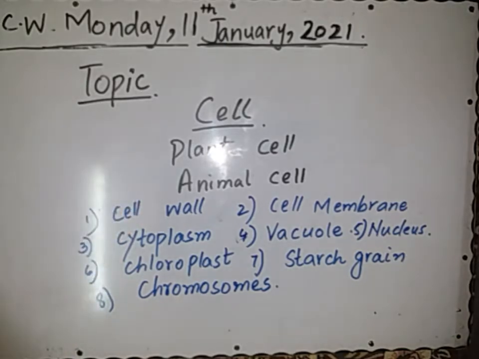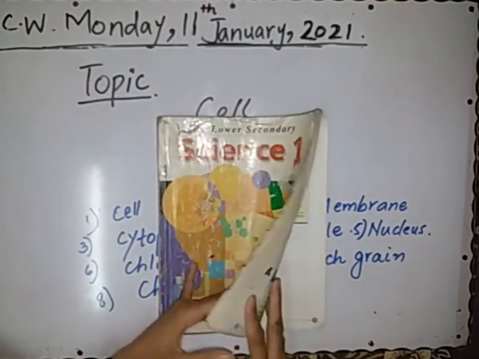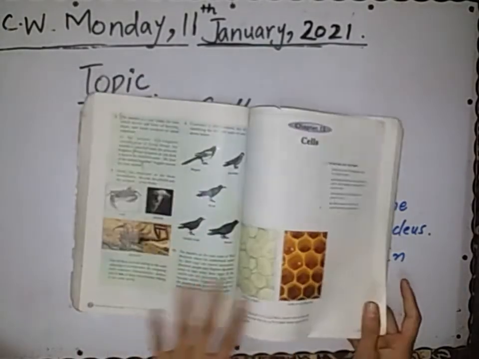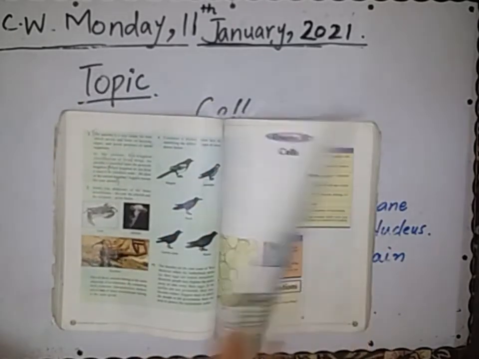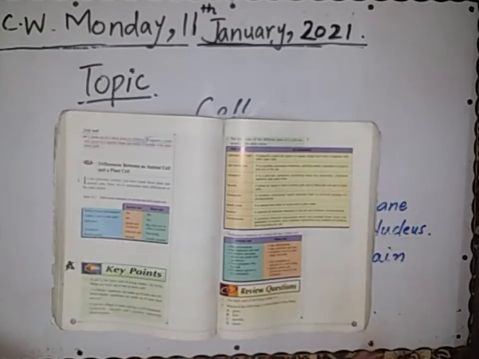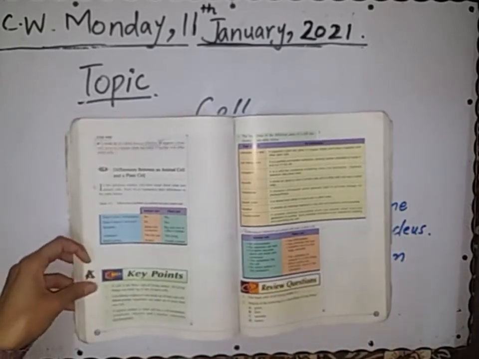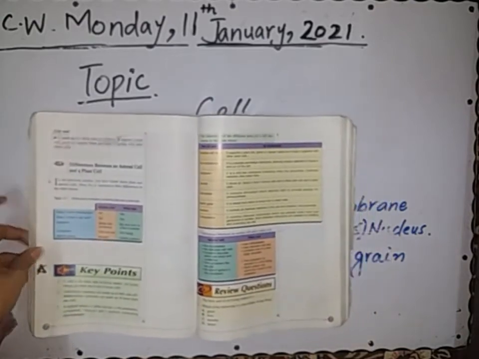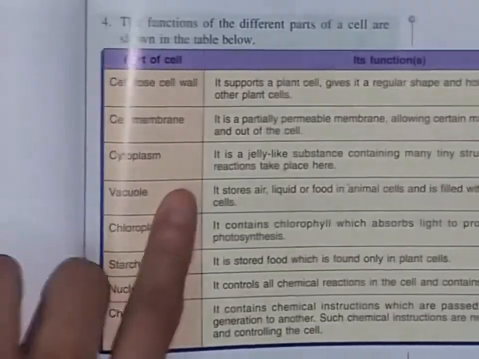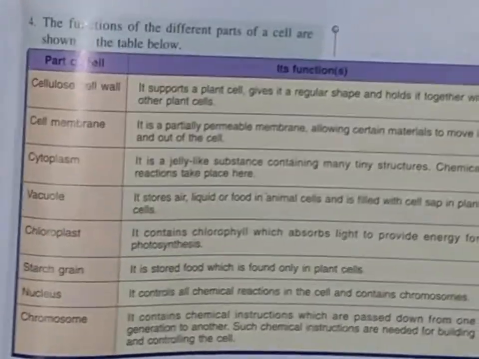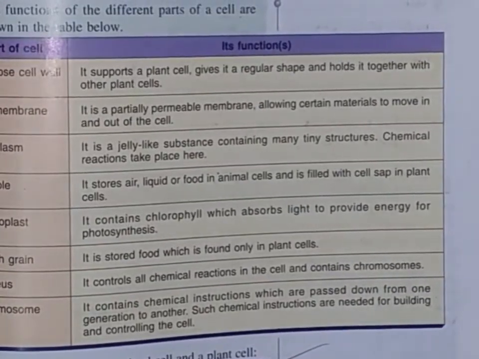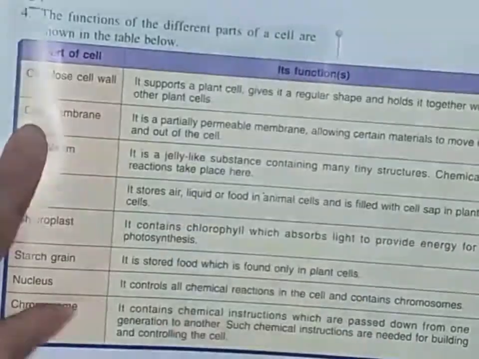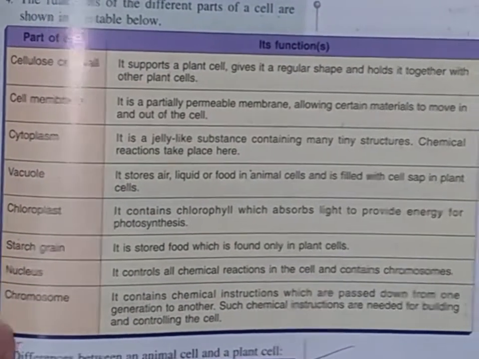Open your books, that is Lower Secondary Science 1. We have started our chapter, that is chapter number 15, cell. Today we will complete this chapter. Today we will do the important questions of this chapter. Open your books, page number 177. Here, table 1. Write the question on the top of this table: state the functions of different parts of the cell. Here, write down the question, and to answer this, look at this table.